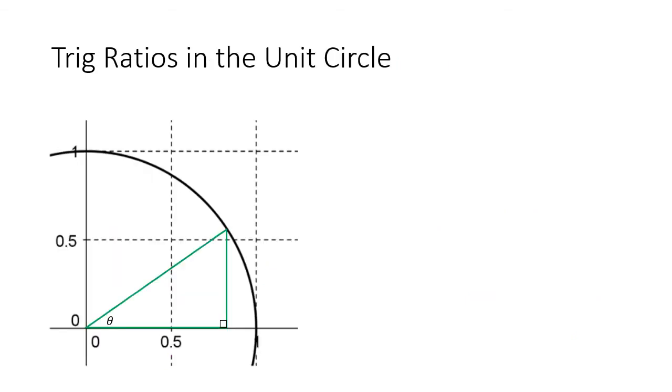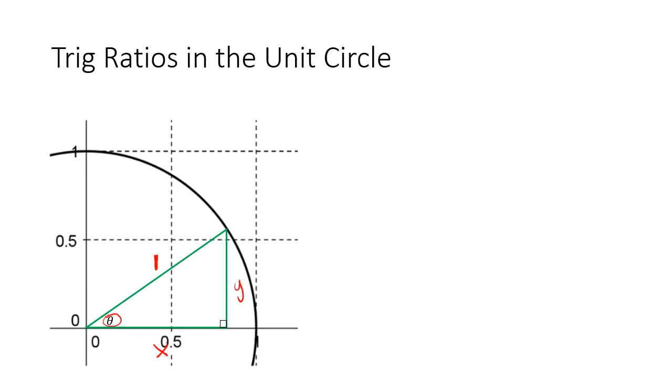Okay. The next step is to talk about how those trig ratios work inside of the unit circle. And this is actually very simple because one thing that we know for all triangles within a unit circle is that the length of the hypotenuse is always 1. It's the radius of the circle. And this side length is x and this side length is y.